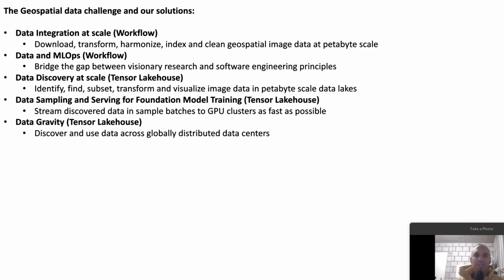And then we have data sampling and serving for foundation model training. That means actually that we need to stream sample batches to GPU clusters as fast as possible, with the caveat that we just need to identify the correct tensors, and that is something really special, I think, in our implementation.